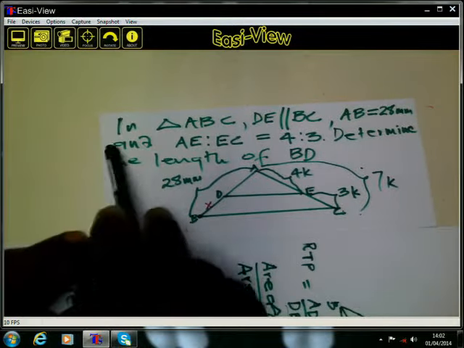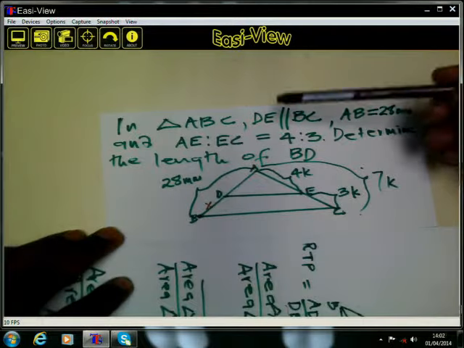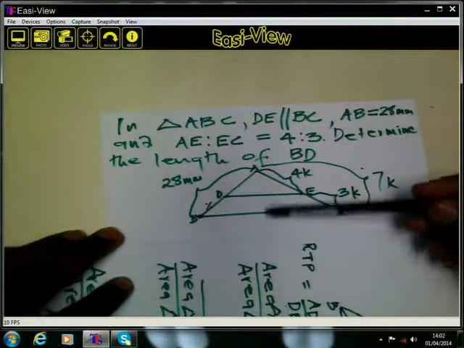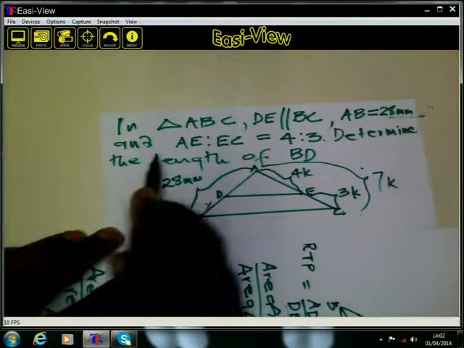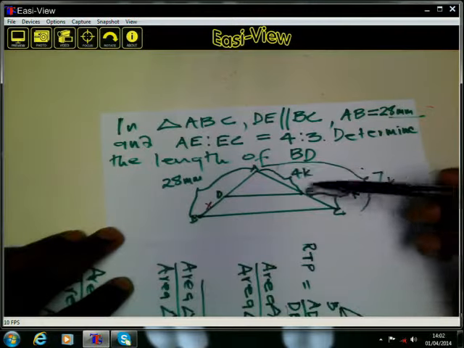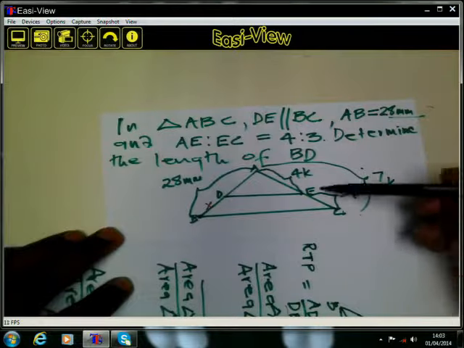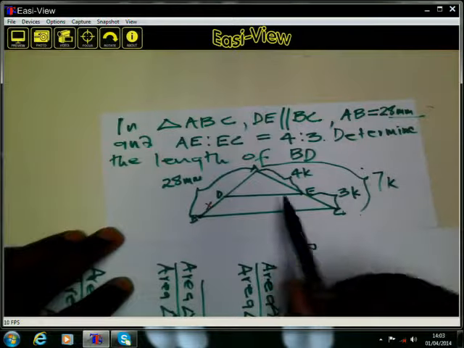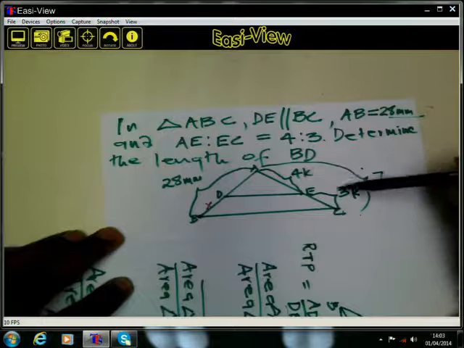Remember, it reads as follows. In triangle ABC, this is the bigger triangle, we have DE, which is parallel to BC, and side AB is 28 millimeters long. AE is 4 units long, and EC is 3 units long. But be that as it may, when you want side AC, you are going to combine the 3 plus 4, which must give you 7. I don't think we can have a problem with that.